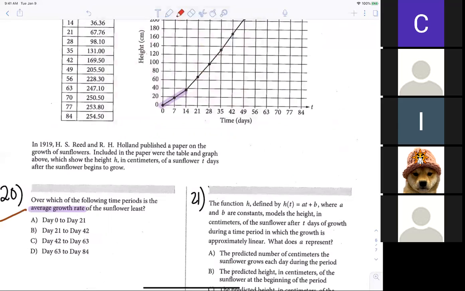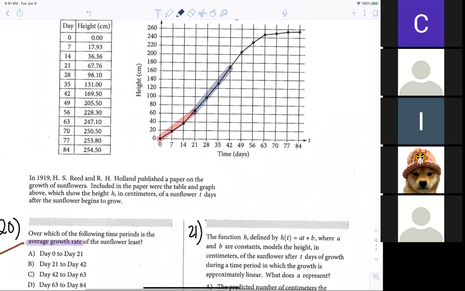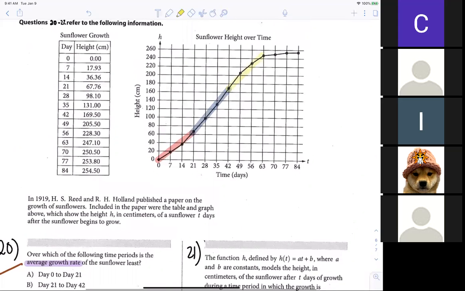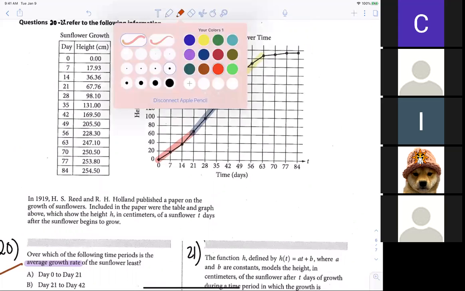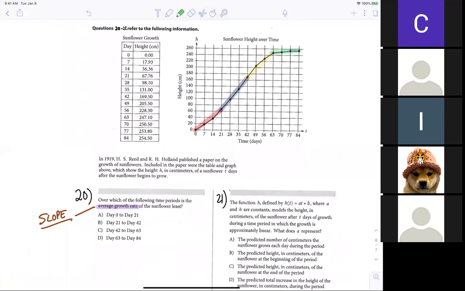Wait a minute. That's not 0 to 21. So 0 to 21 would be here. And then from 21 to 42 would be here. And then 42 to 63 would be here. And then from 63 to 84 would be here. So the question is, which one has the greatest slope? Which one is the greatest slope?